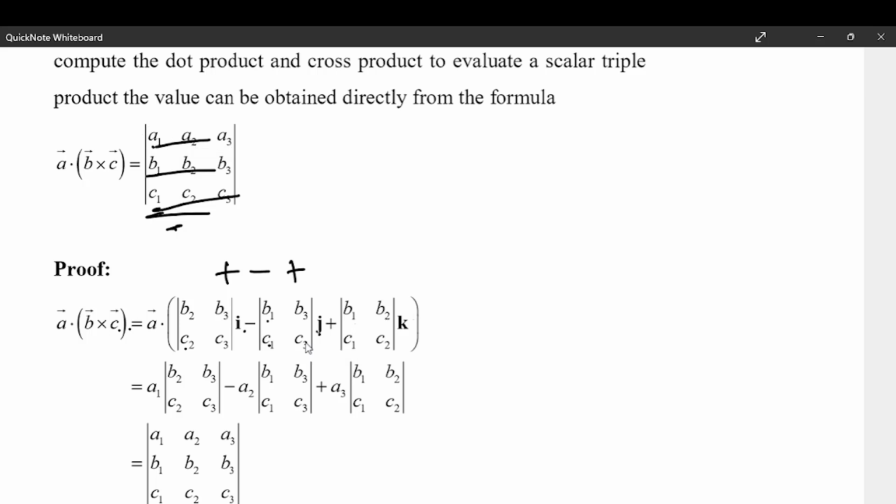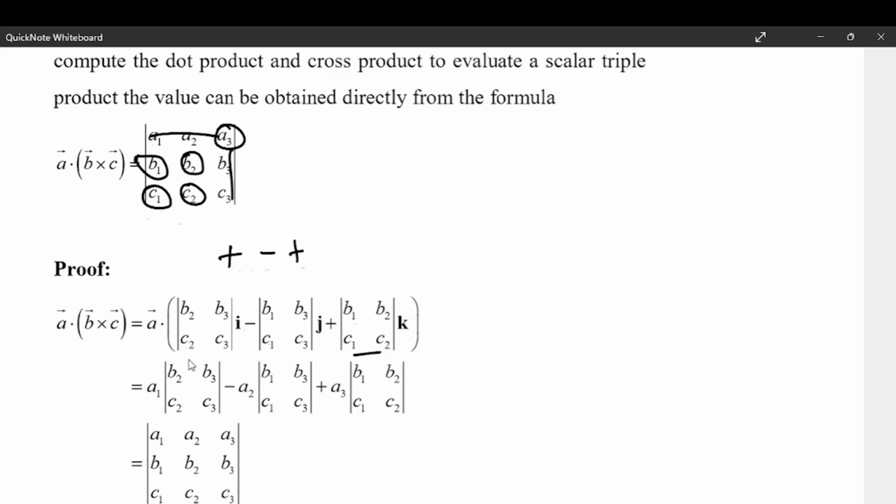Moreover, if you are to tackle A3, we will delete all entries to the right and entries beneath it. So it will be left with B1, B2, C1, C2 for the last one, in this case, the k. And so we are saying that if we dot vector A with the cross product of B and C, then this is the result that we are going to have.